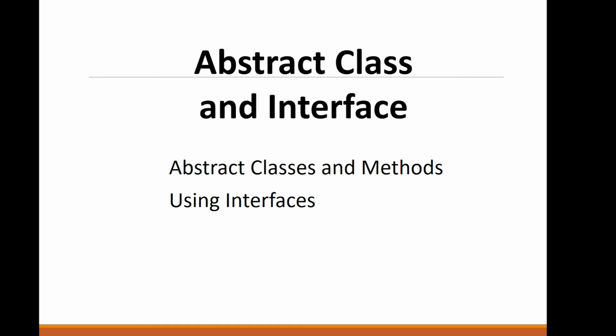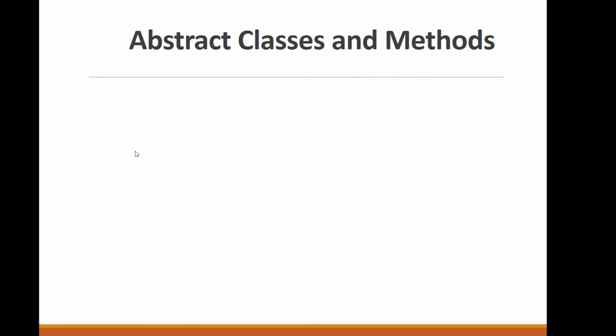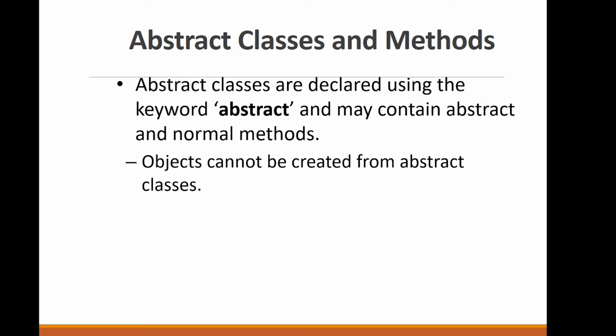So, good morning, guys. For today's lesson, we will be discussing abstract class and interface. First, what is an abstract class and a method? An abstract class is declared using the keyword abstract and may contain abstract and normal methods. Objects cannot be created from abstract classes.